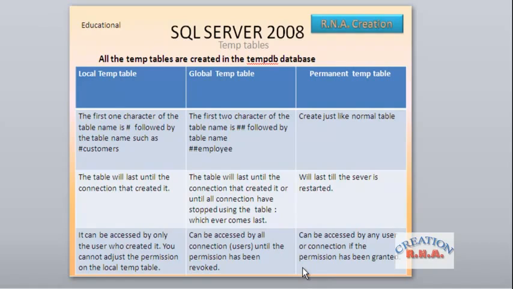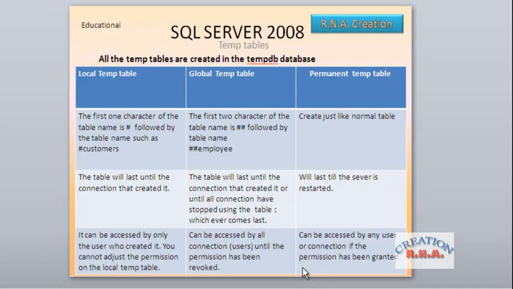As you can see on the screen, you can create three types of temp table: local temp table, global temp table, and permanent temp table. Now let's examine one by one what these are and what they stand for.